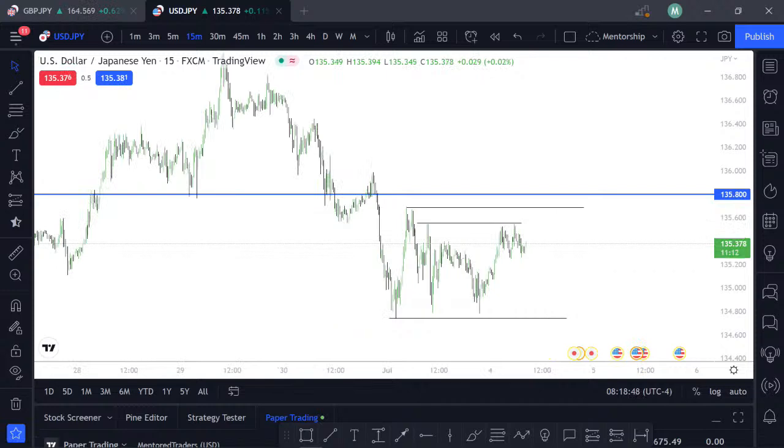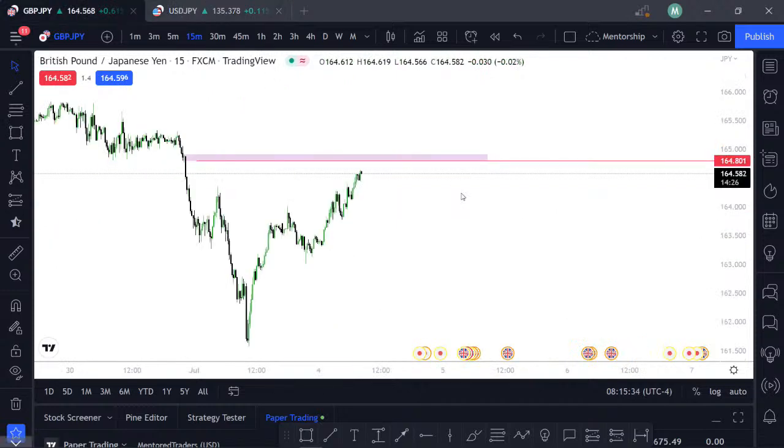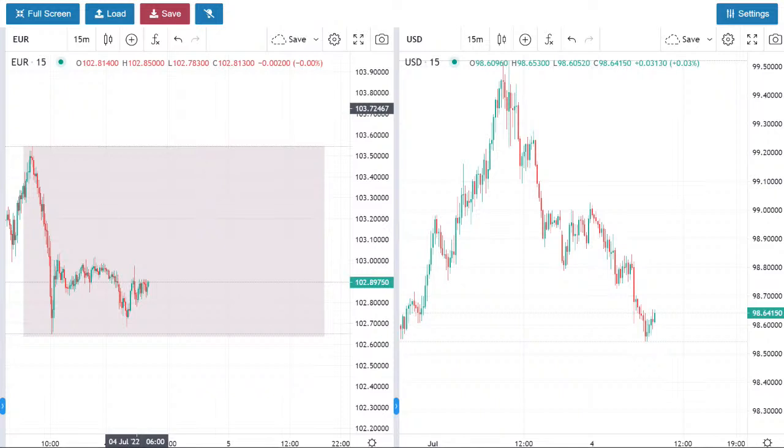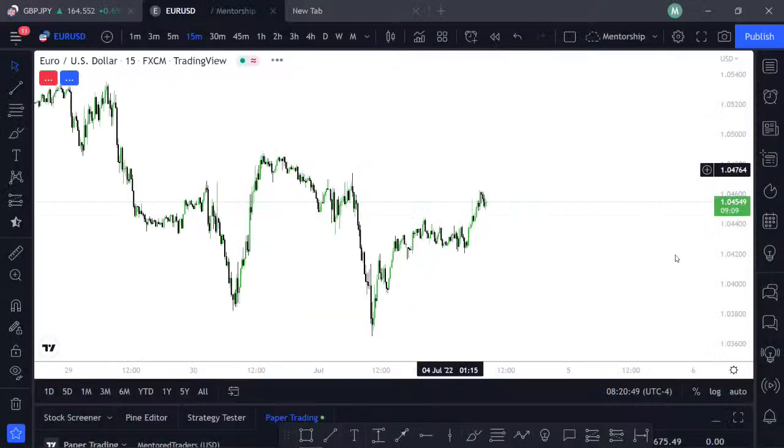USD JPY, Euro USD. Let's look at Euro USD. So the trending market, what is price doing? It's just consolidating. Okay, so Euro USD. Let's look for Euro USD here. So this is our Euro USD to equal 60 level.